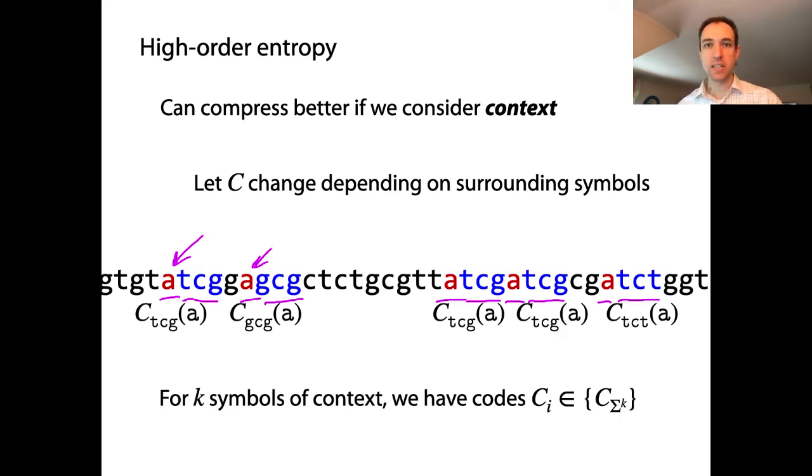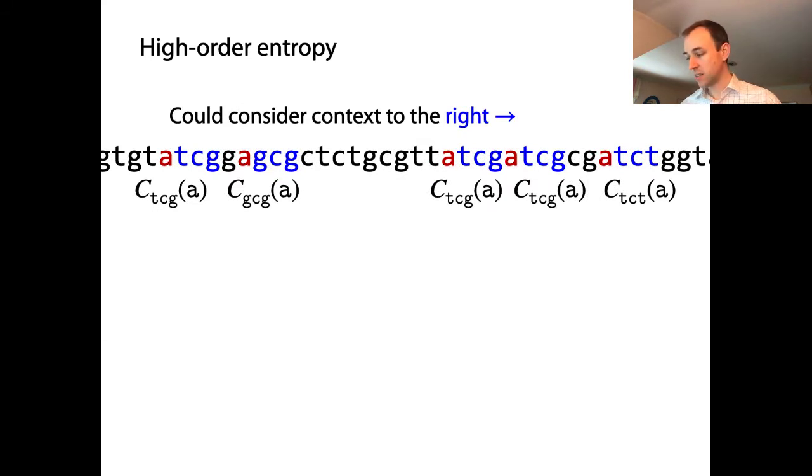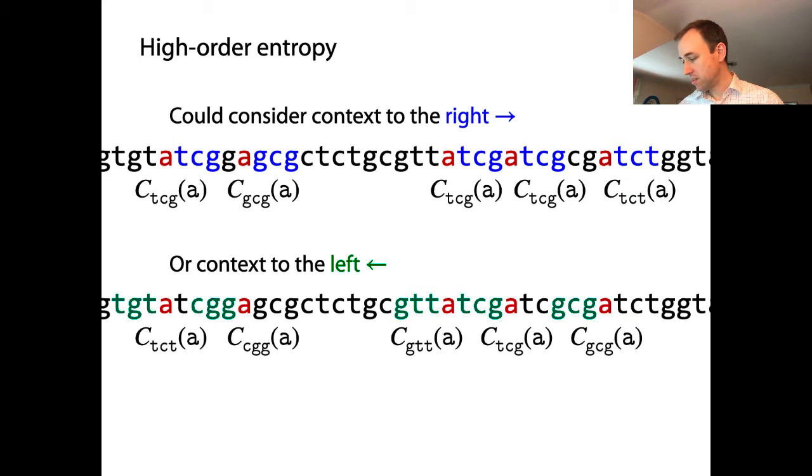Okay, like we said, we can consider the context to the right, as in this picture. We could also consider the context to the left. We could do either. There will be some reason to prefer thinking of context to the right when we talk in terms of the Burrows-Wheeler transform, but that's just not so important for today. We could do it either way.